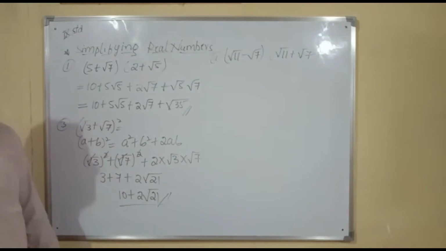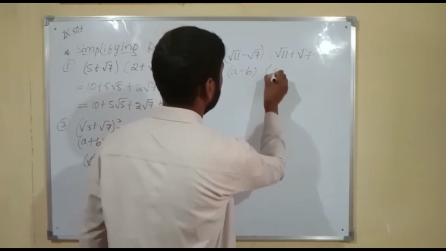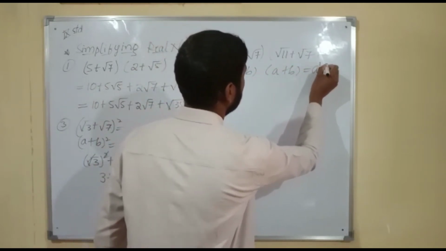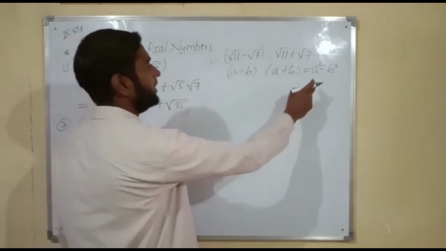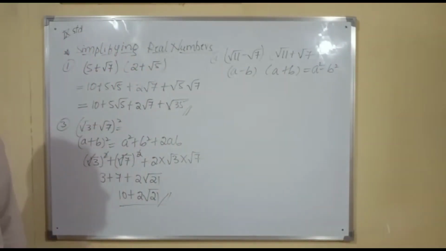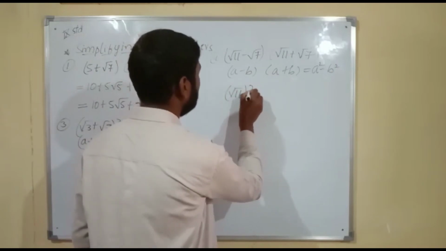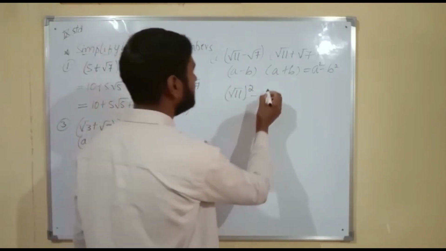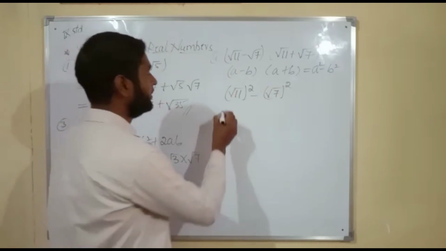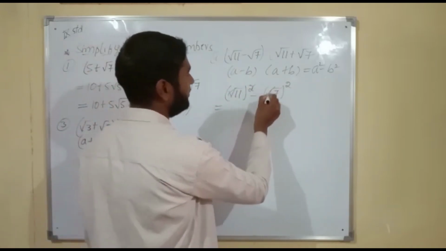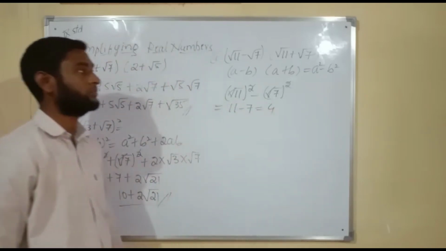See, if you look at this, it is in the form a minus b into a plus b, which is nothing but a square minus b square. Let me expand that in the form a square minus b square. What is the a square? A means root 11. A square minus b square, b means root 7 whole square. The squares cancel out each other. What remains here? 11 minus 7, which is equal to 4.